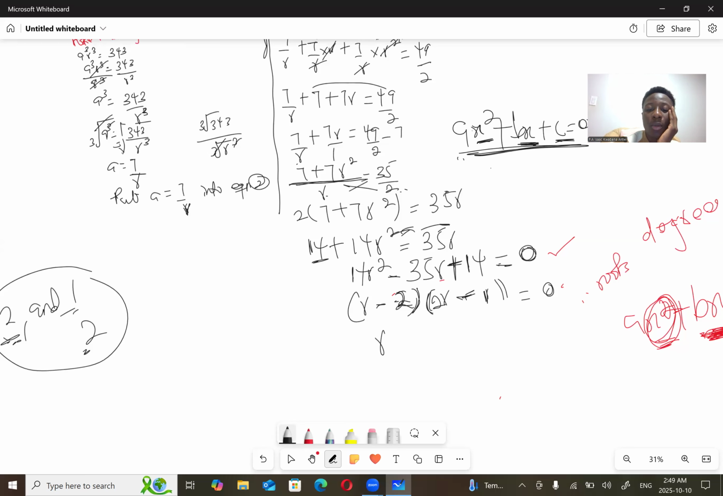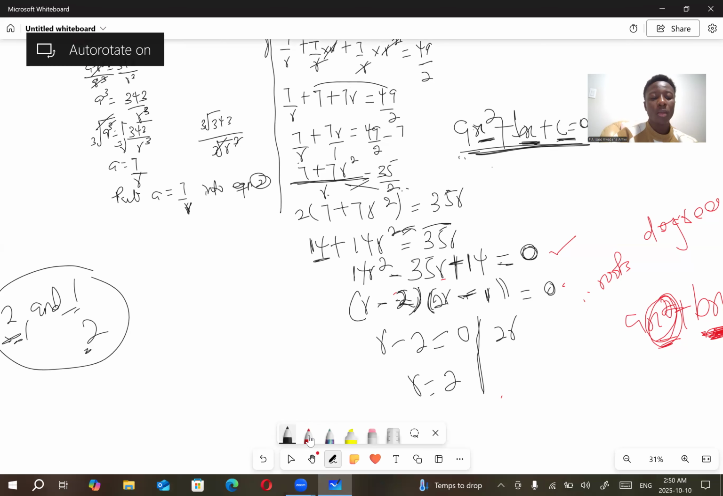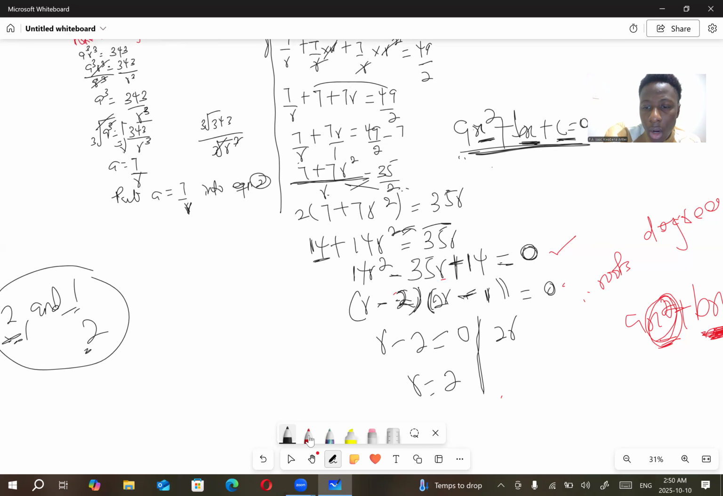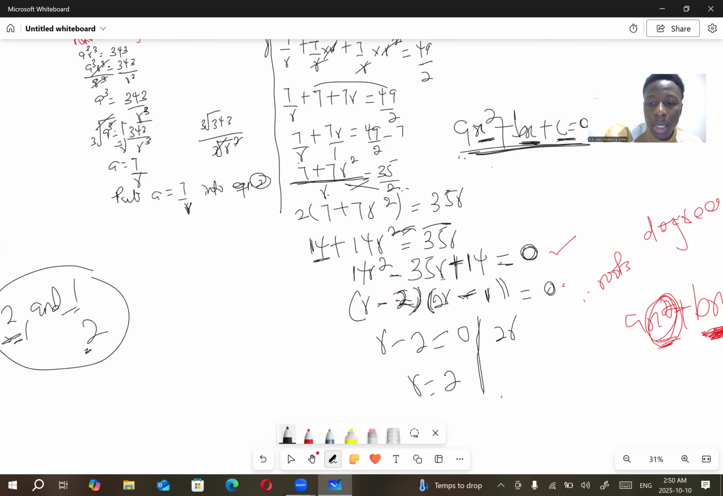Then now you have R minus 2 is equal to 0. I mean, you now equate each factor to 0. So R here will be what? 2. If you do it well, it will bring the answer back. Here too is going to be 2R minus 1 equals 0. So you have 2R is equal to what? 1. So 2R is equal to 1.